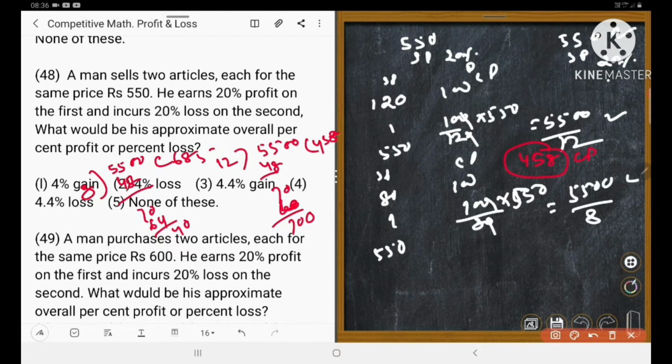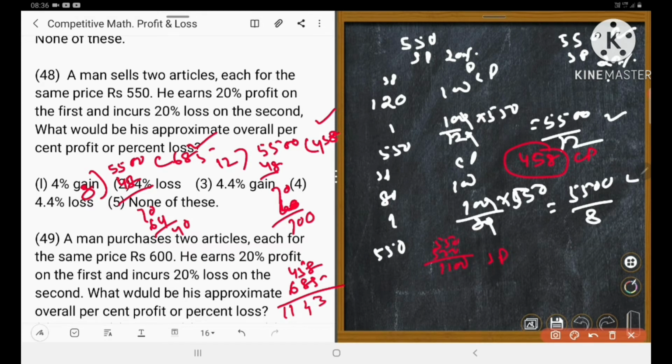Could you understand? So this is CP, this is CP, this is CP. Both mix: 458 plus 687 is equal to how many? 1143. So selling by both, the selling price means 550 550, that is 1100.